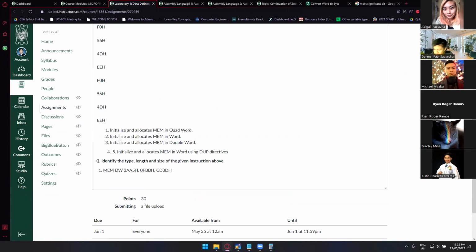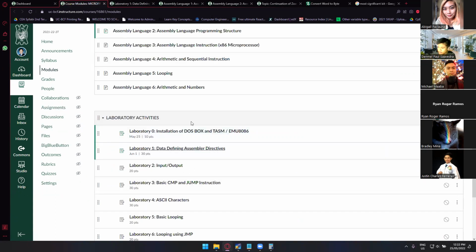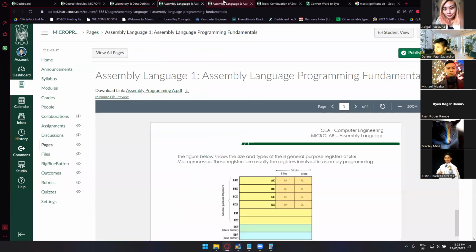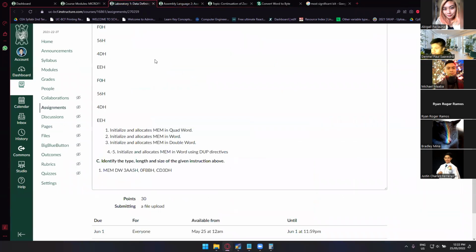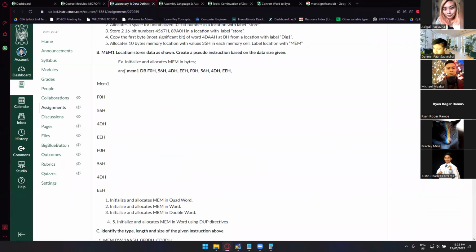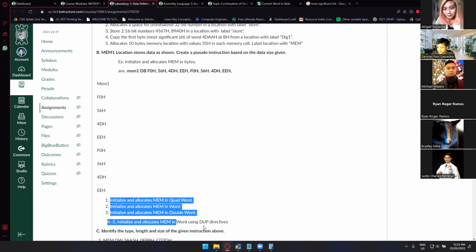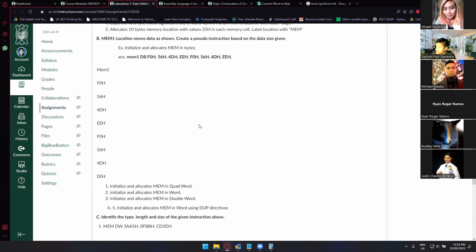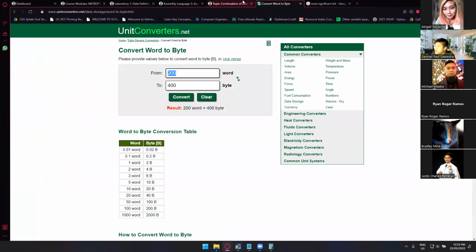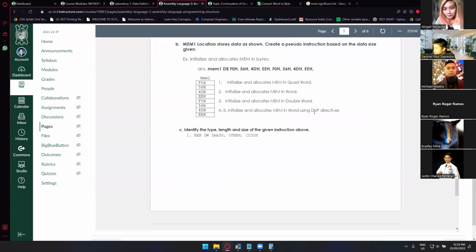All right. So C is similar to the one that we had a while ago. Sizes, types, and then the length. For this one, we already have here a sample answer. So just answer those questions 1 to 5 for the letter B. So yeah, that's it for your lab number 1.